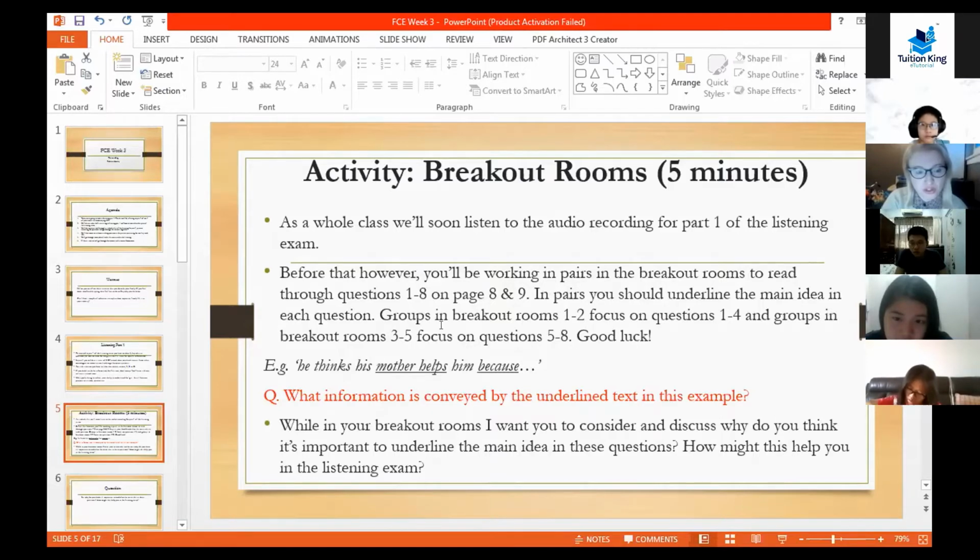So to save time, because we're only going to be in our breakout rooms for 5 minutes, I want groups in breakout rooms 1 to 2 to focus on just questions 1 to 4, and groups in breakout rooms 3 to 5 to focus on questions 5 to 8. And I am just going to briefly show you exactly which section I'm referring to.